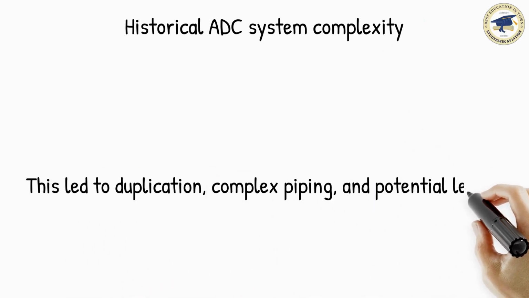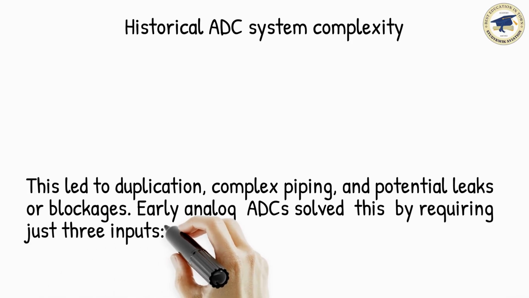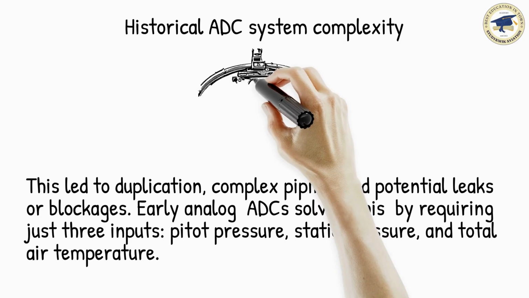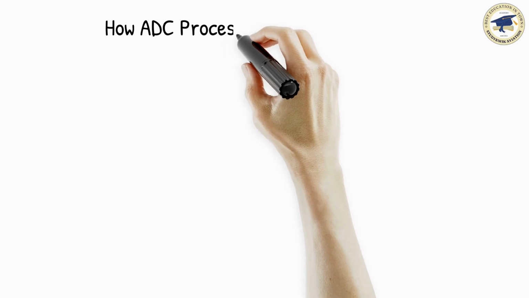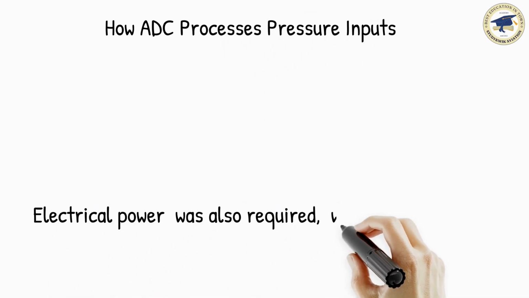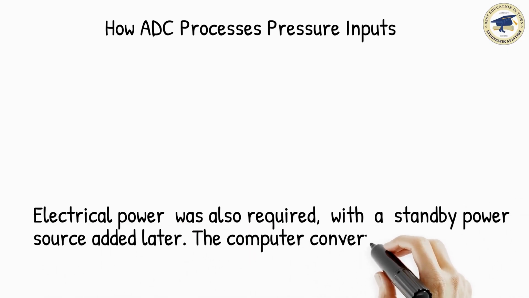Early analog ADCs solved this by requiring just 3 inputs: pitot pressure, static pressure, and total air temperature. Electrical power was also required, with a standby power source added later. The computer converts static pressure into altitude and vertical speed.